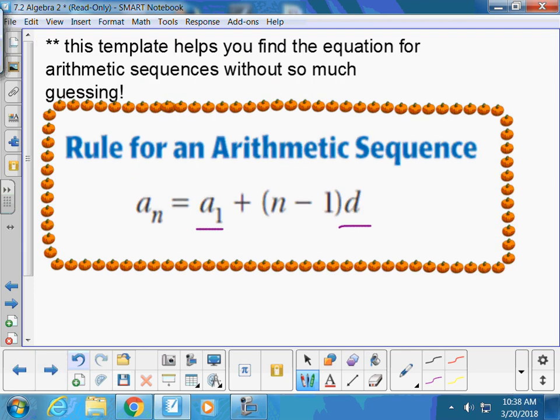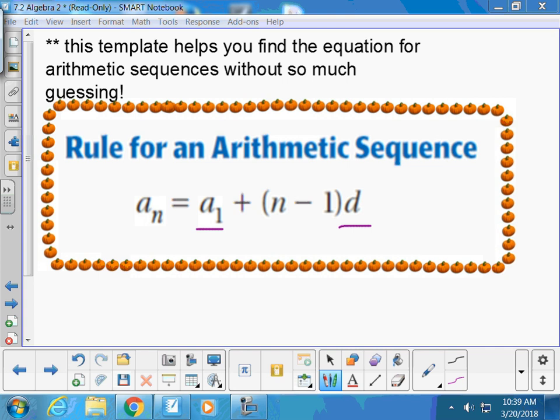All right, so let me show you that template. It's in the pumpkin square. So this is a template where you can just plop in A1 and you can just plop in D, and voila, you have the formula. Now, if you absolutely want it to be in slope-intercept form, you would want to distribute it and make it look nicer, but you don't have to do that. So I'll pause this and let you write it down. Push the button.